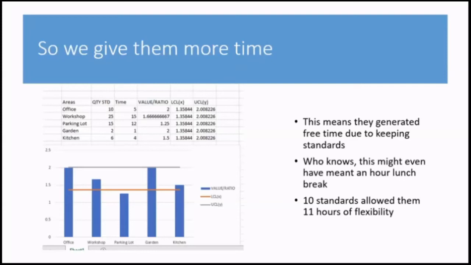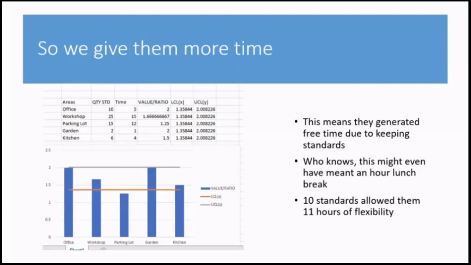So what should we do? The usual suggestion is give them more free time if they want to raise up their standards. This means that they've generated more free time due to keeping up 25 standards. So in this scenario, when bringing them all back into order again, the workshop has now 15 hours instead of the initial 4 hours in order to complete their 25 standards.